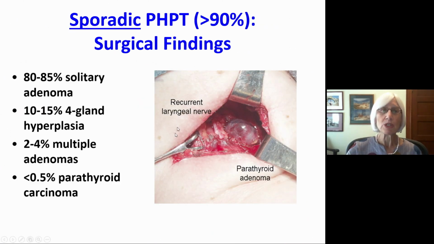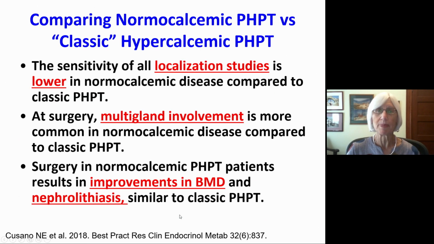So we talked about sporadic primary hyperpara. 80 to 85% of adenomas are sporadic, but 10 to 15% can be hyperplastic. This is usually in chronic kidney disease, end-stage renal disease, sometimes with lithium. And a very small percentage can have multiple adenomas. Thankfully, a very low percentage are cancer, parathyroid carcinoma.